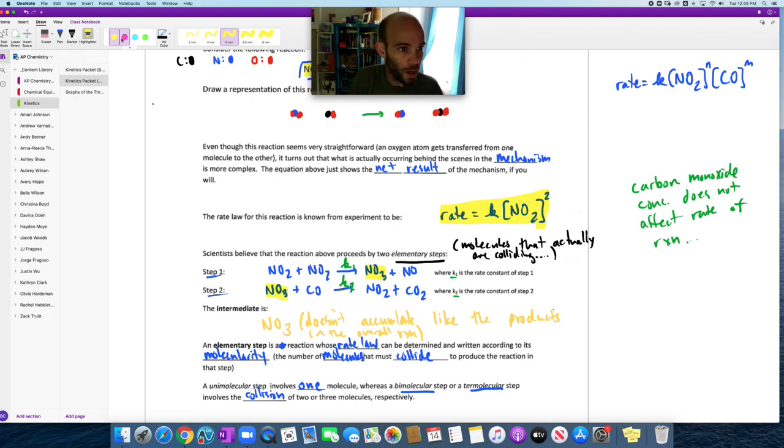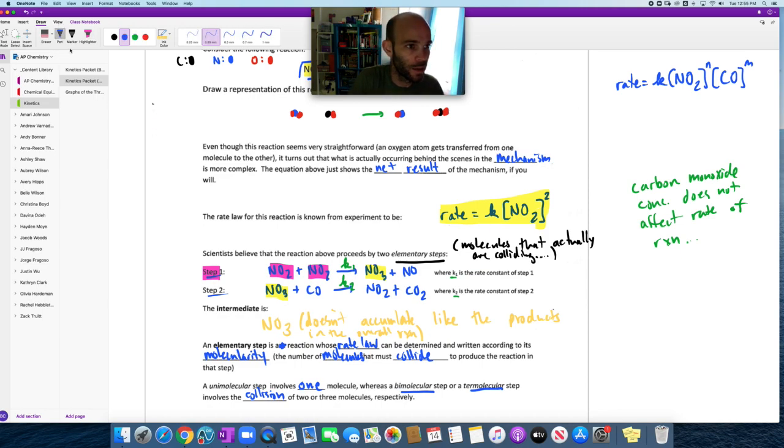In step 1, 2 nitrogen dioxides are colliding. And if it's actually an elementary step, we can infer its rate law by its molecularity. Since 2 of these are colliding, it has an amplified effect. Concentration has an amplified effect on how quickly the rate is going to occur. And so this step here corresponds to the rate law.